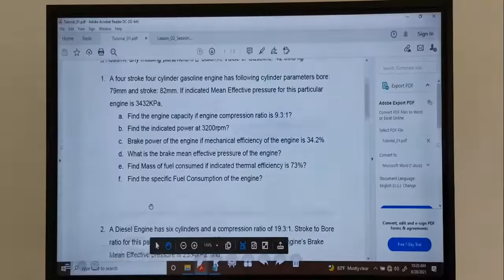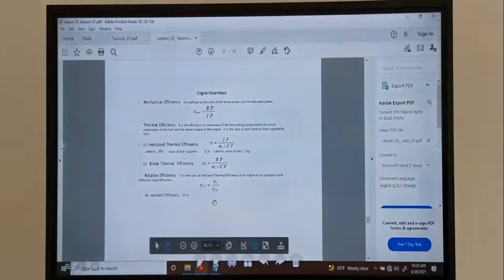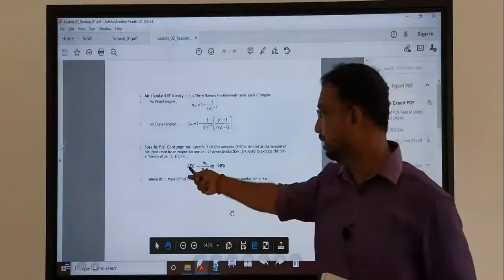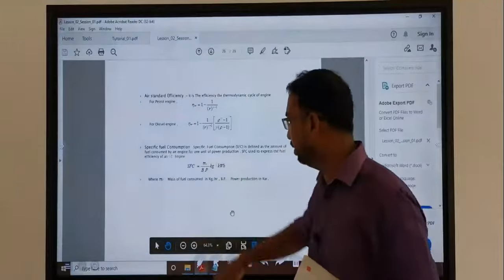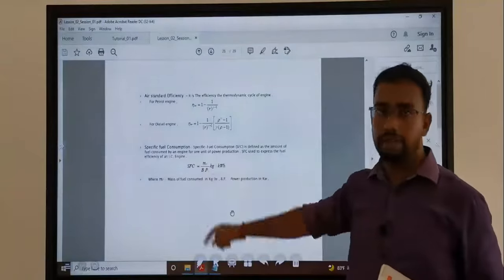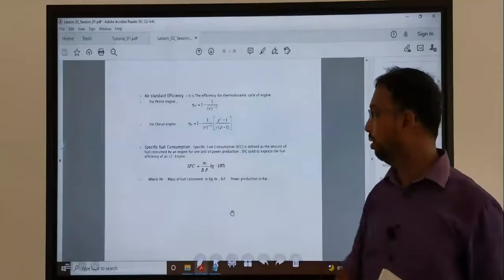Now the next question is, find the specific fuel consumption of the engine. What is specific fuel consumption? Here you can see SFC. This means specific fuel consumption. So the equation is mass of fuel consumed, MF, which we already found, and BP, which we know.